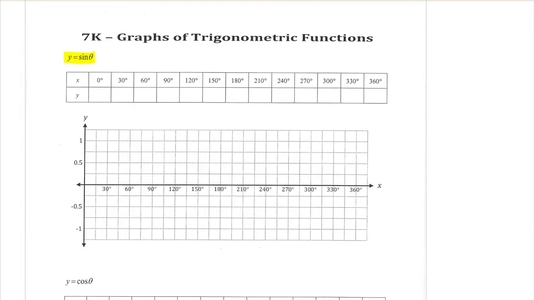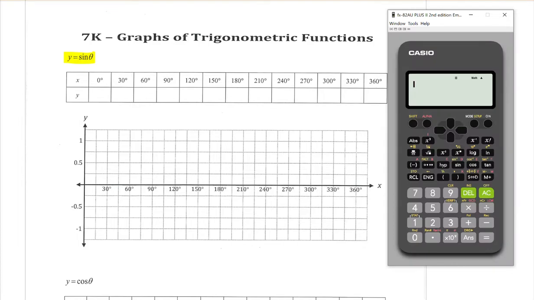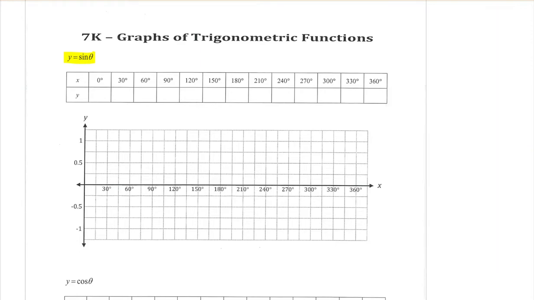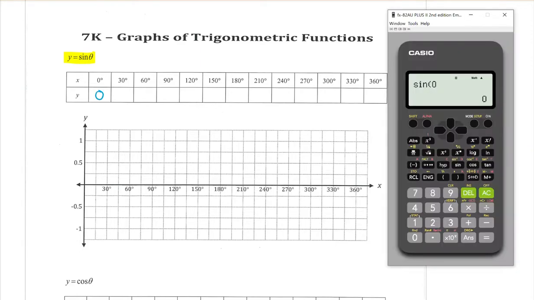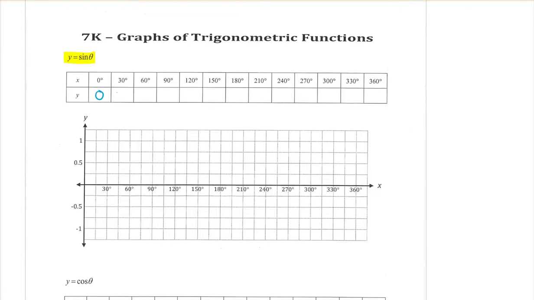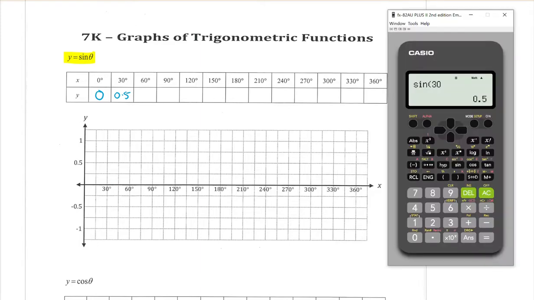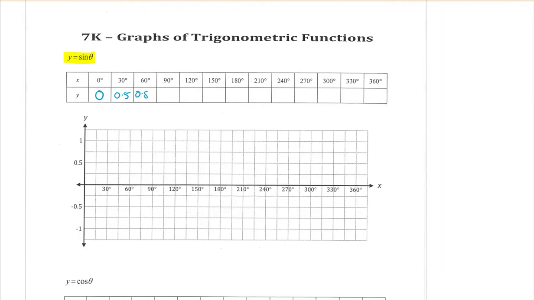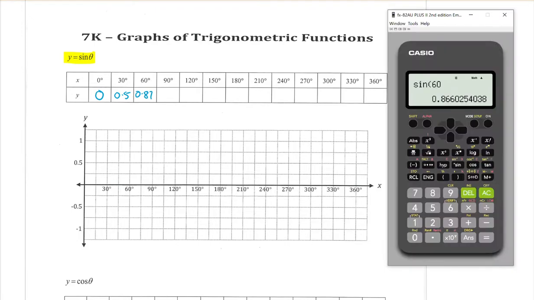So I have chosen some angles in here, which is for our theta, and they're increments of 30 degrees. And I'm going to use my calculator to find out what sine of each of them is. So sine of 0 is the first one, and that is equal to 0. Then I'm going to do the next one. Sine of 30 is equal to 0.5. Now keep going. Sine of 60 is equal to 0.87. Sine of 90 is equal to 1.